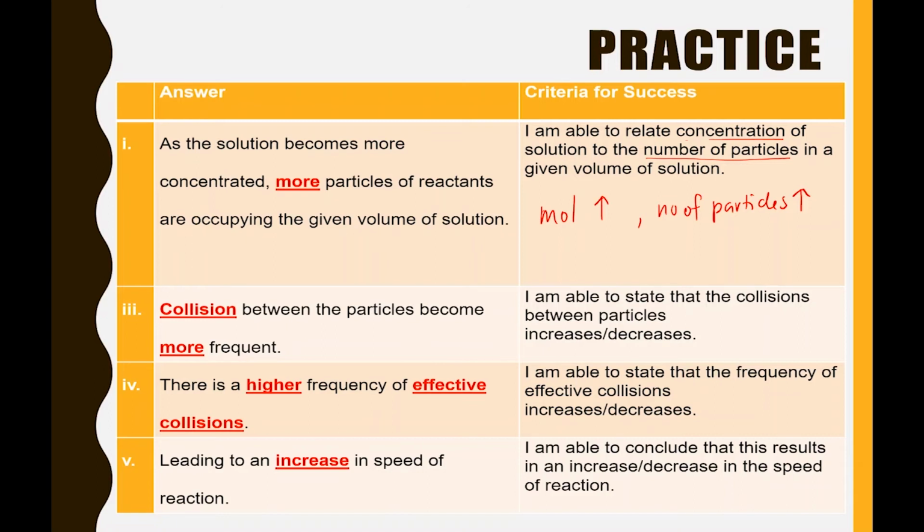The same goes when we go for sales. Okay, not sure whether you would have gone for sales, but let's say you go for a sale, right? There's a lot of people. Then a lot more people will be knocking into each other, as opposed to when you go to the maybe shopping center at 11 AM. No one's there. So the likelihood of you colliding with somebody is very, very low. Because collision is more frequent, then the effective collision will be more frequent as well. So this will lead to an increase in the speed of reaction.